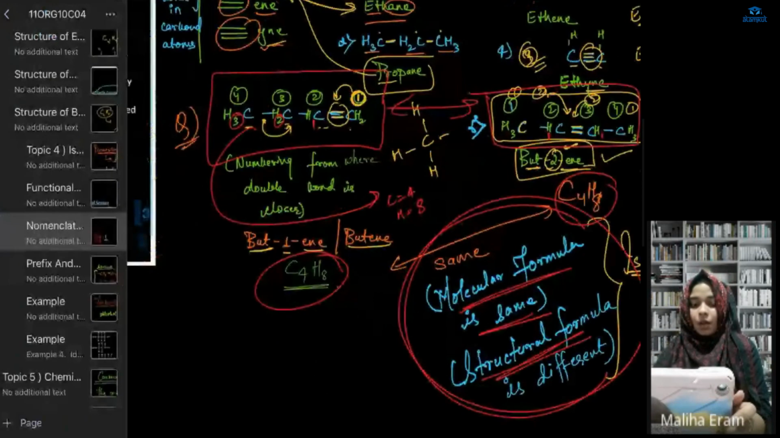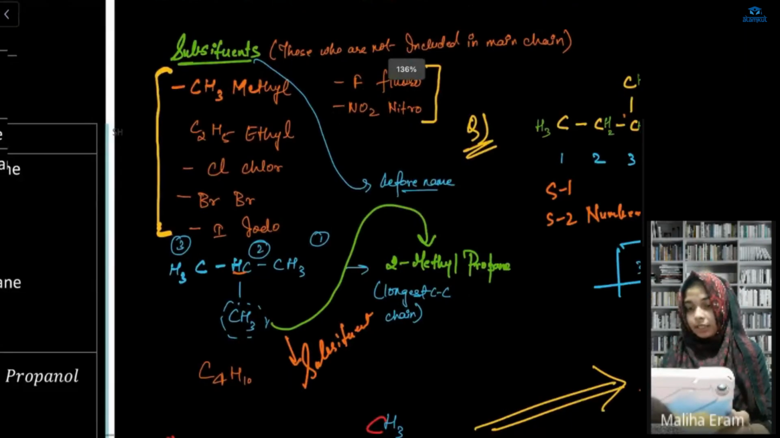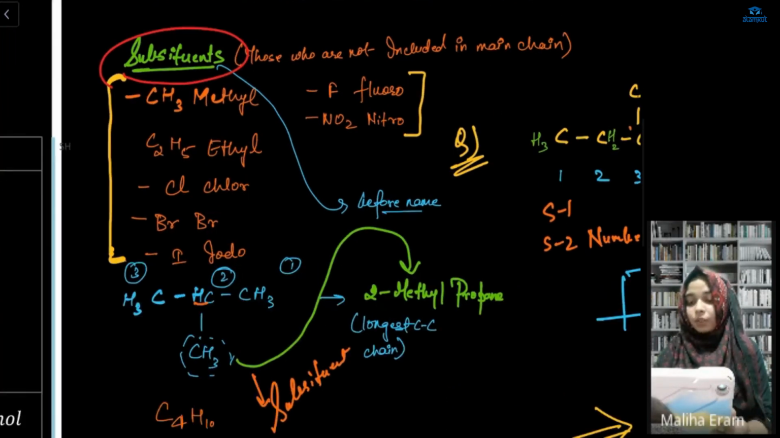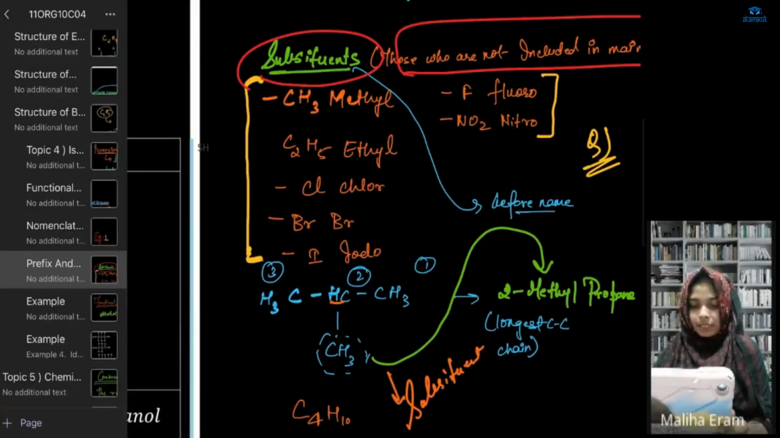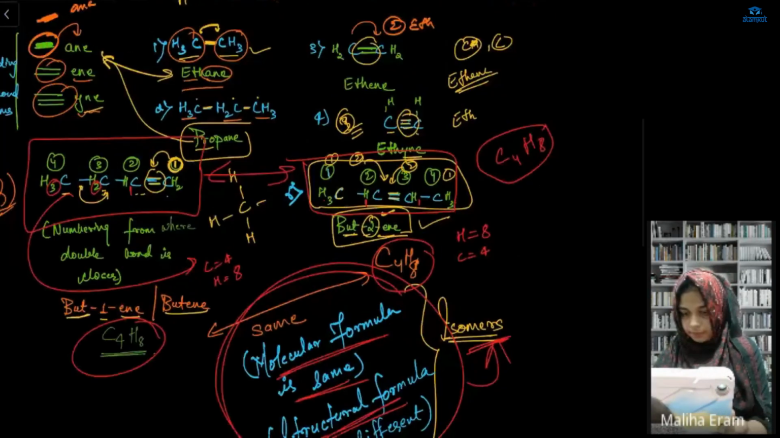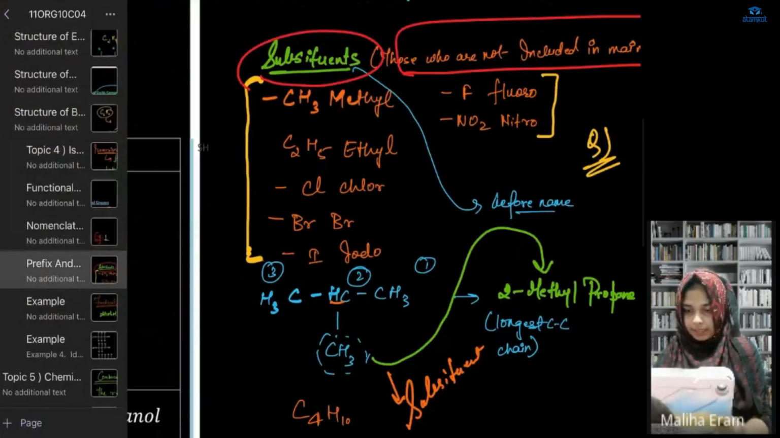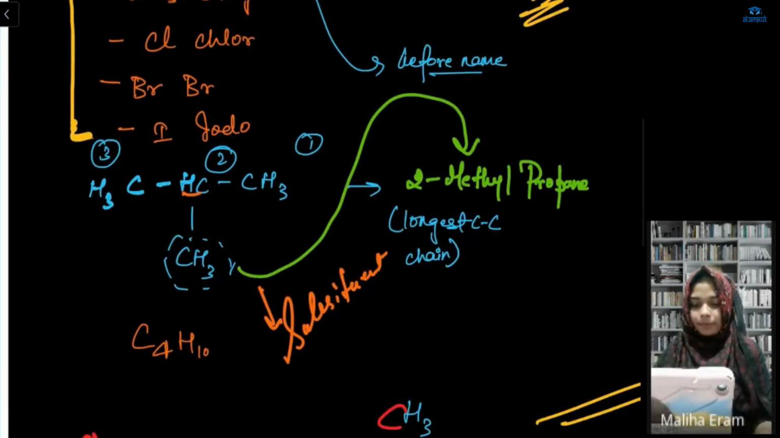Okay, so now we will discuss more examples. So here, substituents. So what are substituents? Substituents are those that are not included in the main chain. Let me give you an example. Let us take this example.